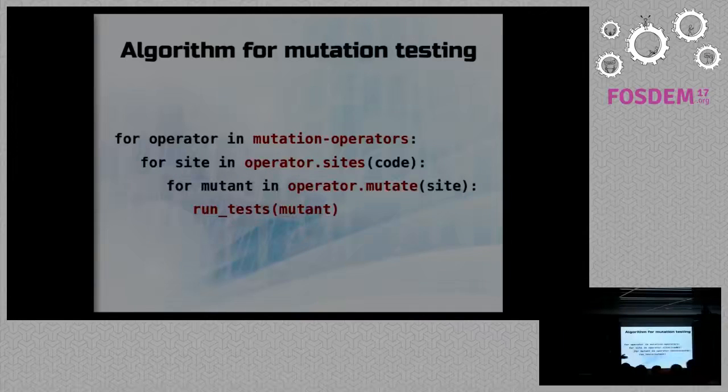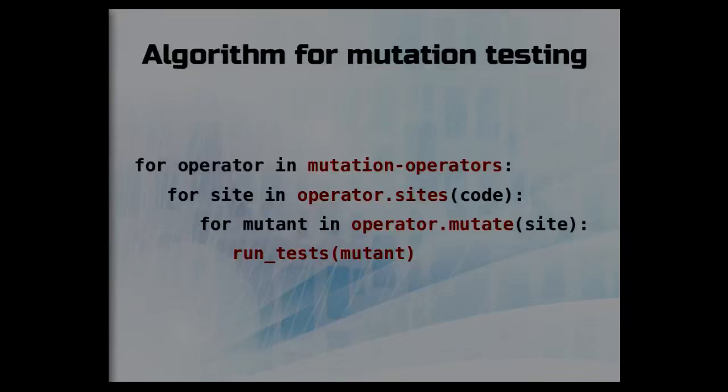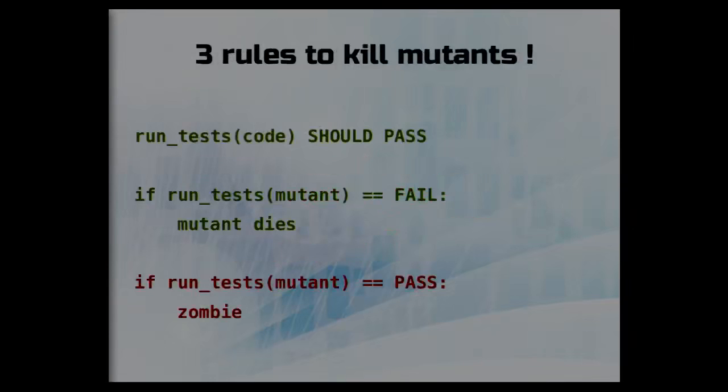Most operators and conditions can lead to only one type of mutation, but sometimes you can produce different mutations for only one place in the code, like with the comparison operators. And then, of course, you execute the test suite. There are three simple rules to kill mutants, which you must remember.